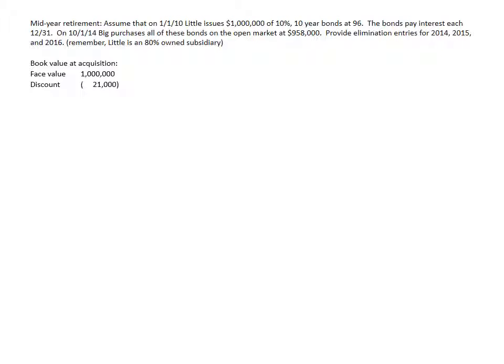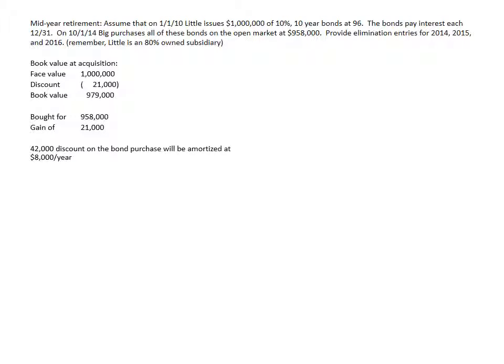So we've taken amortization for 4 full years, plus 3/4. So we've amortized 19 out of the 40,000, 4,000 plus 4,000 plus 4,000 plus 3,000, which means there's $21,000 left, for a book value of $979,000. They were bought for $958,000, a savings of about $21,000, and so there's our gain. And it's just an unfortunate coincidence that the gain equals the remaining discount at the date of acquisition.